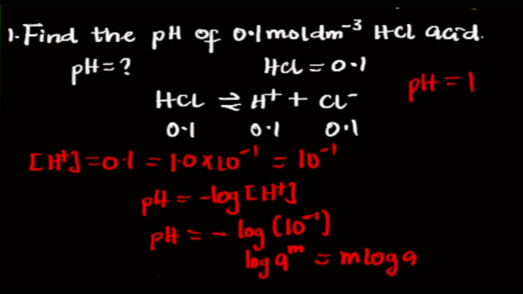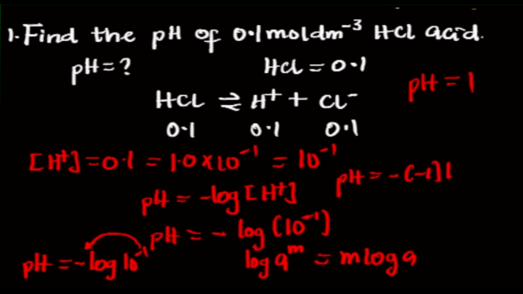So in that scenario, I'm going to have pH equal to minus logarithm of 10 raised to the power minus 1. Then I'm going to bring down the minus 1. So if I bring down the minus 1, I'm going to have pH equal to minus into brackets minus 1, then log 10 base 10. Log 10 base 10 is 1. So I'm going to have pH equal to minus multiply minus, which is plus, so it's going to be 1. And that's why the pH of the solution is 1.